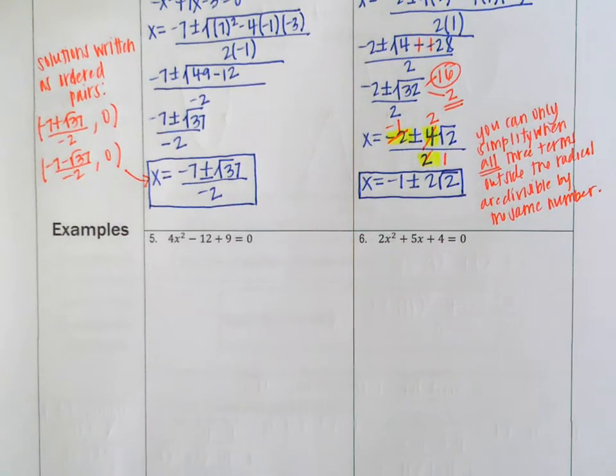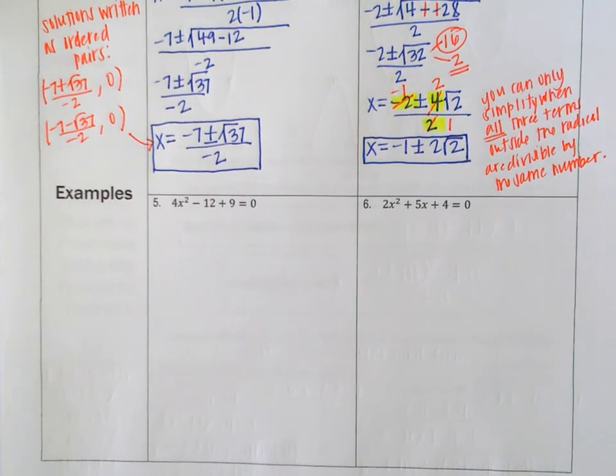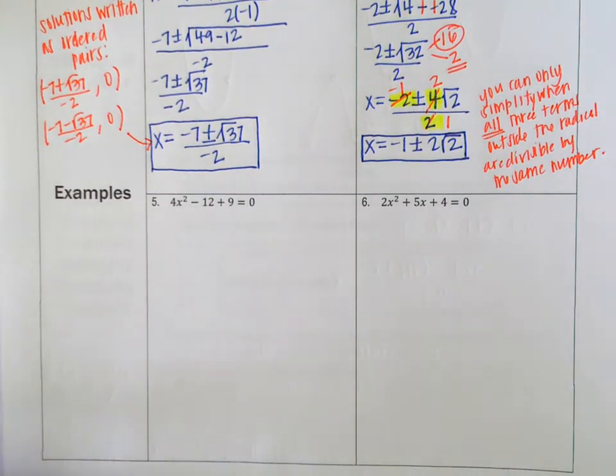Okay, we have 2 more, and then we're going to be done. So let's keep moving. Okay, so for number 5, everything's set equal to 0. So what I want you guys to do is figure out what's A, B, and C, and then plug that into the quadratic formula. So pause me here and then come back.